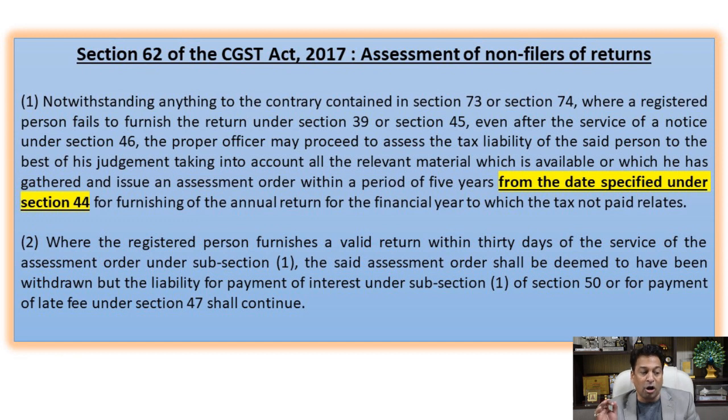It says, notwithstanding anything to the contrary contained under section 73, where a show cause notice can be issued for non-fraud cases, or section 74 for fraud cases, where a registered person fails to furnish the return under section 39, which is GSTR 3B, or section 45, which is the final return, even after service of notice, which is GSTR 3A under section 46, the proper officer may proceed to assess the tax liability of the said person to the best of his judgment, taking into account all the relevant material which is available or which he has gathered, and issue an assessment order.